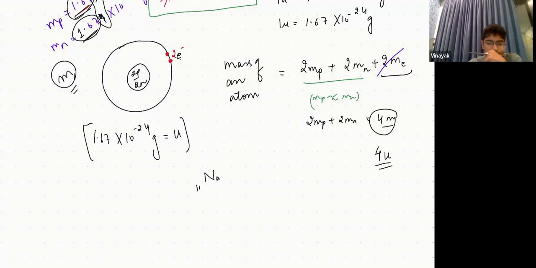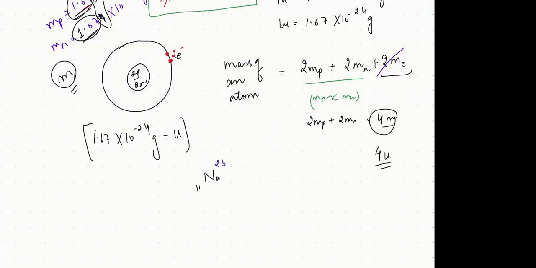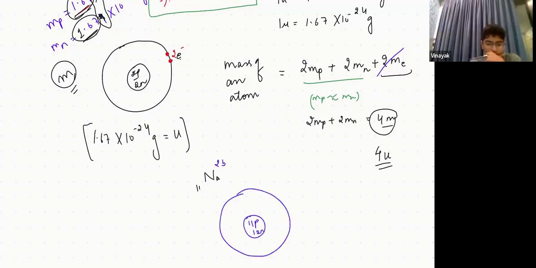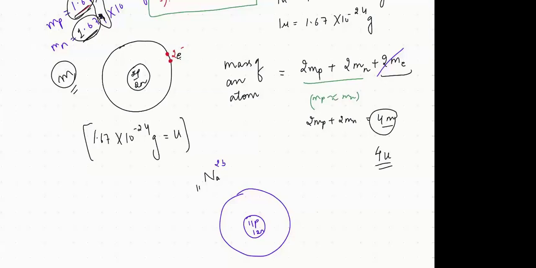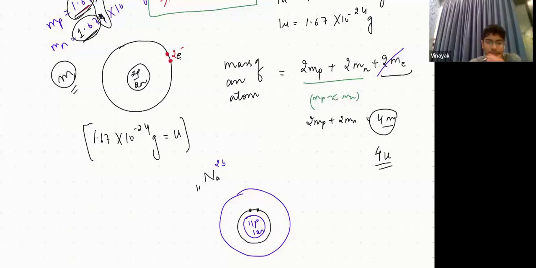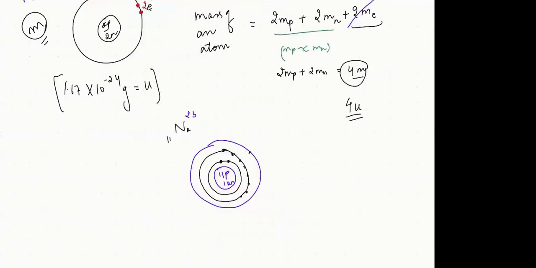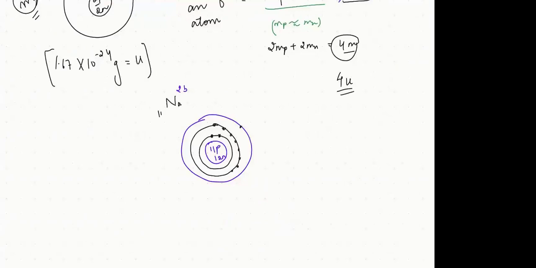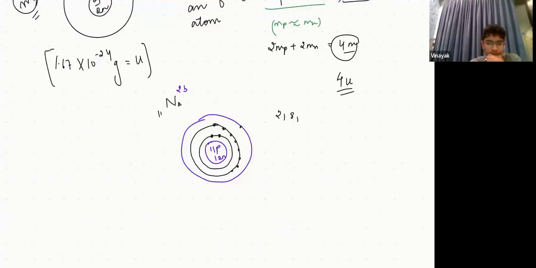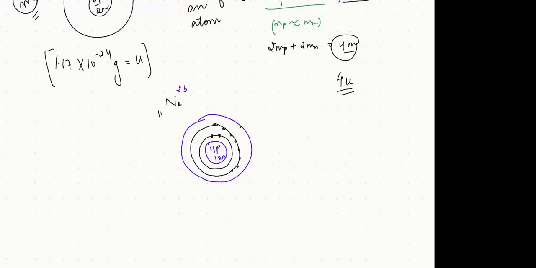So we would have this atom. We would have 11 protons and 12 neutrons. So what do you think is going to happen? We would have 11 electrons, arranged as 2, 8 and 1. I hope you're understanding that it is going to be 2, 8 and 1. Any doubts in this? No, ma'am.